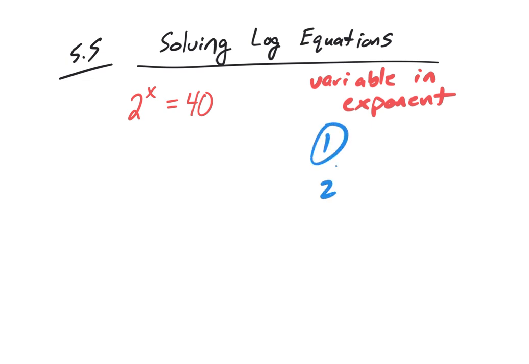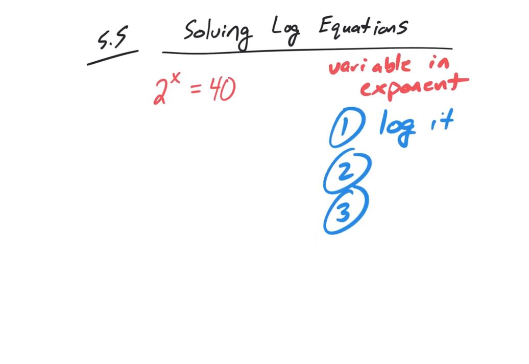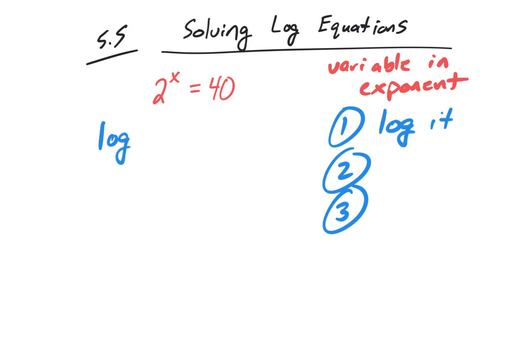I have a 3-step process that we're going to go through when we solve this. Anytime we see a variable in the exponent like this, most of the time you can do these 3 steps and get to your answer. The first step is log it. What that means is we're going to log both sides. Whatever I do to one side, I have to do to the other. That's step 1. When I see that variable in the exponent, we're going to log it.